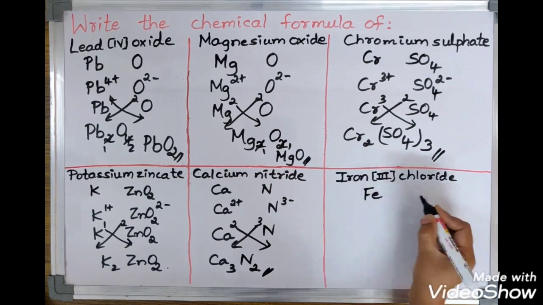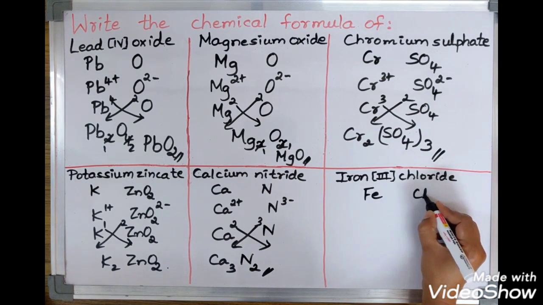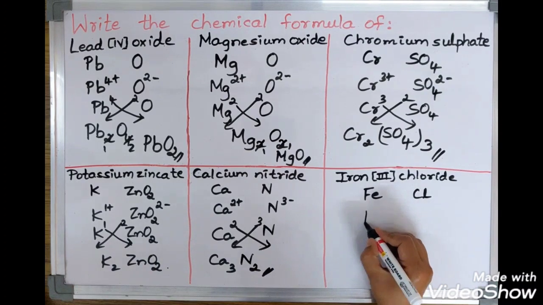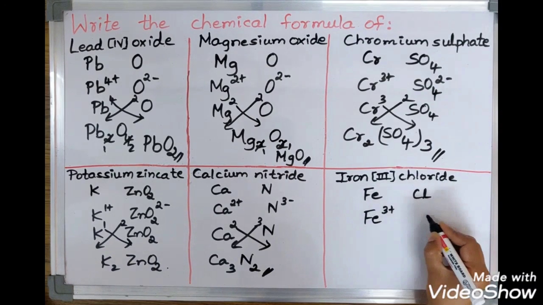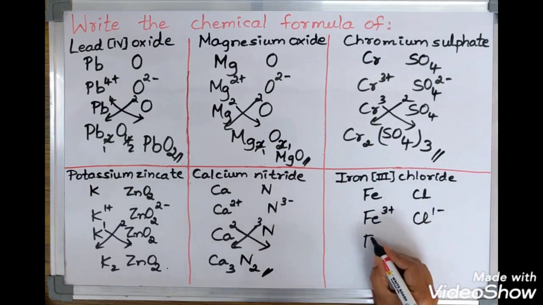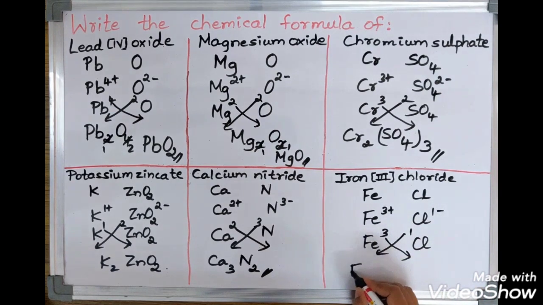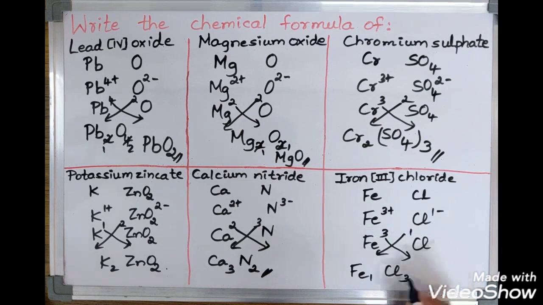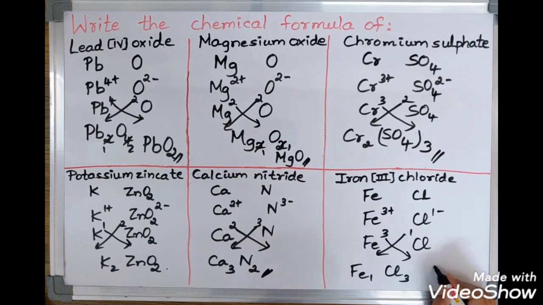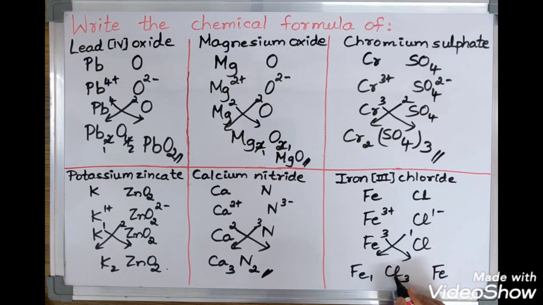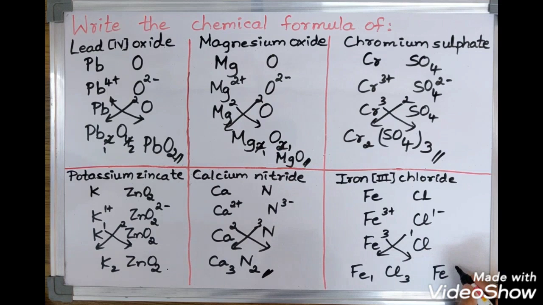So Fe is the symbol of the basic radical, Cl is the symbol of the acid radical, Fe 3 plus, Cl 1 minus. Now when I interchange, I get Fe1 Cl3. Whenever it is 1, we need to ignore. We shouldn't be writing that 1. And Cl, because it is only one atom, we are not putting any bracket for it because it's not a radical of 2 or more than 2 atoms. No bracket is needed that time. So we'll write the formula as FeCl3.